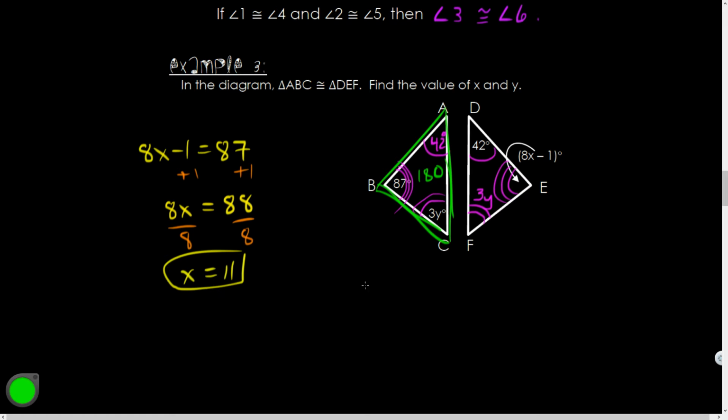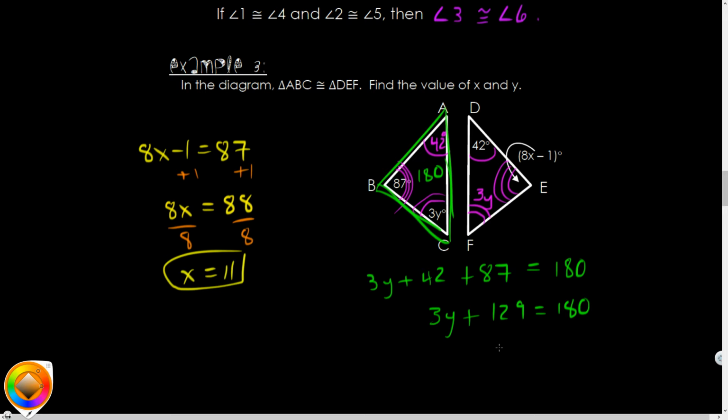Yeah, all three of these angles have to add up to 180. So 3y plus the 42 plus the 87. What do we call that theorem, by the way? Triangle sum. That's right. So 3y plus 129 minus the 120. All right. It's going to be so good, guys.